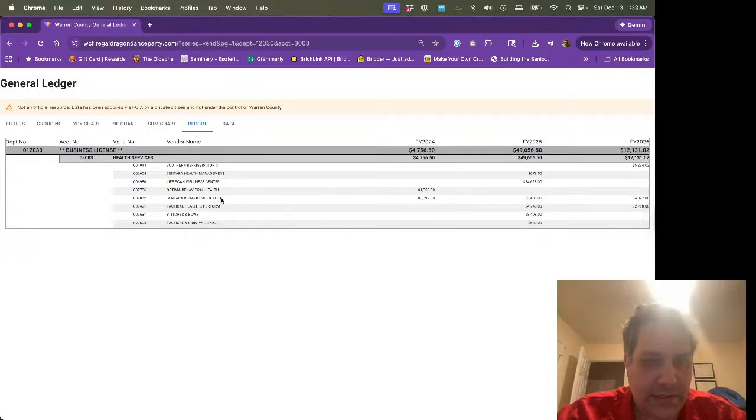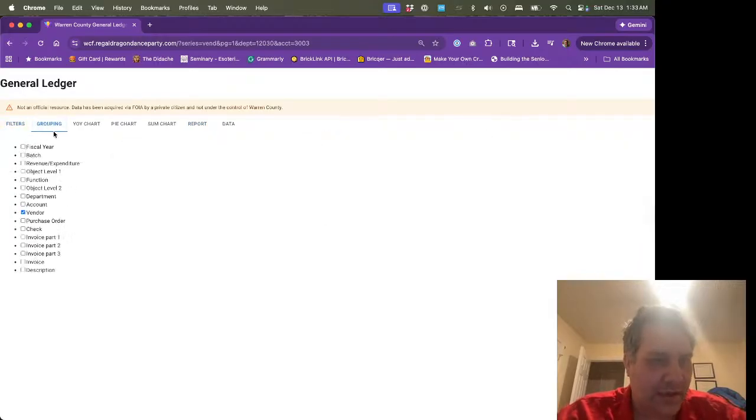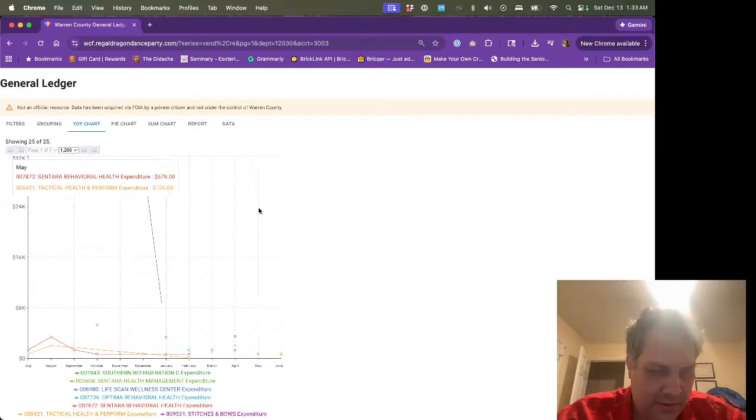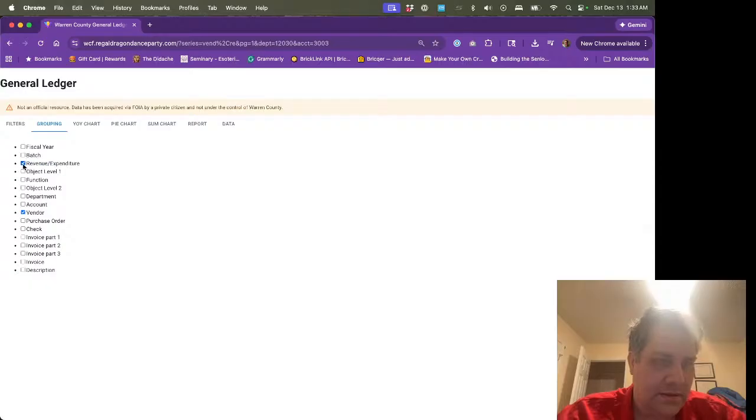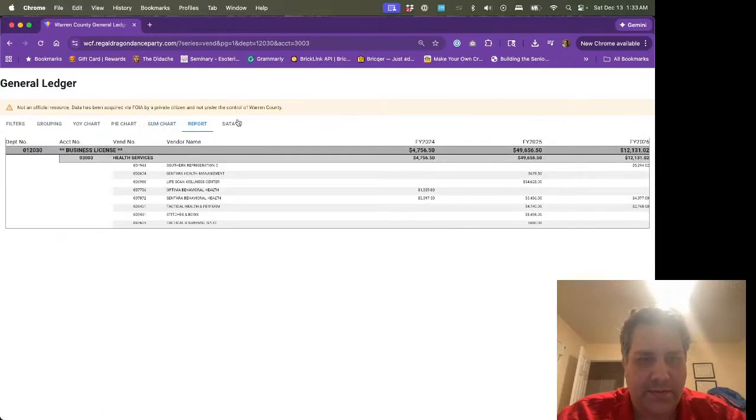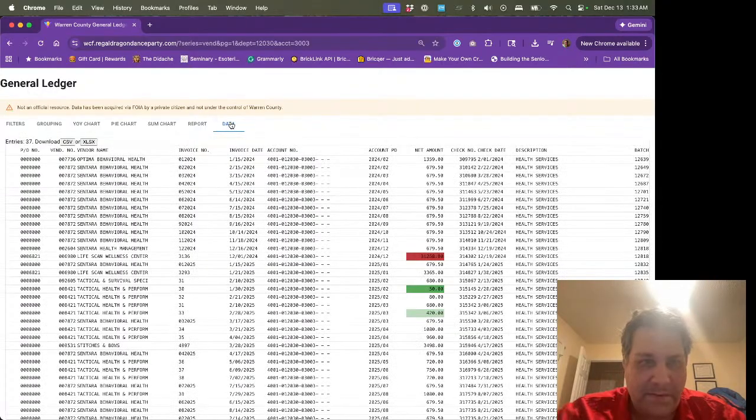Business license, health services. Why are we spending so much money on business licenses? Wouldn't this be money coming in to the county? Why is the county spending money on a business license? That's weird. Unless, let me see. Is this revenue or expenditure? Let's see. They're all expenditures. Okay. I just look at different ways of this. All right, let's look at the data.